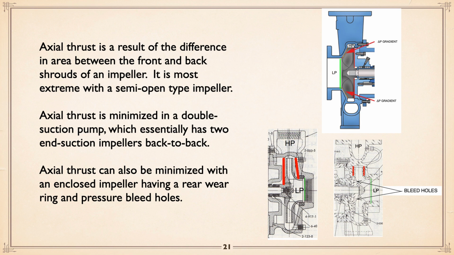Now, if we put in a set of wear rings and bleed holes on the back of the impeller, so there's a distinct pressure break at the same point as there is on the inlet, then the two areas even out. The backside of the impeller is seeing the same as inlet pressure. Therefore, there's minimal axial thrust.